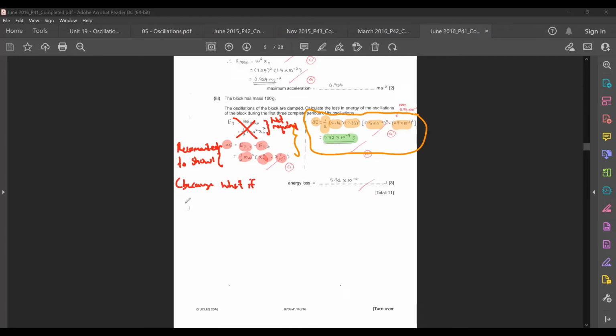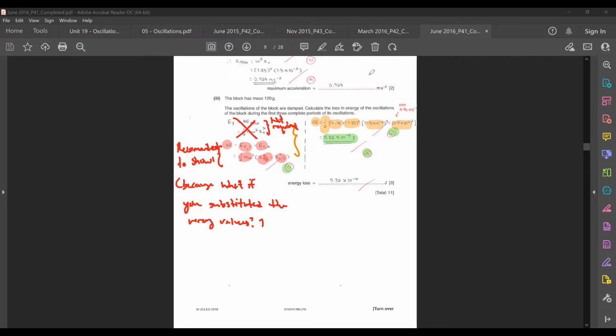Because what if you substituted the wrong values? See, your marks are C1 marks, they are C marks. A C mark is basically a mark that doesn't need to be explicitly shown in your workings. It must be implied from your workings.